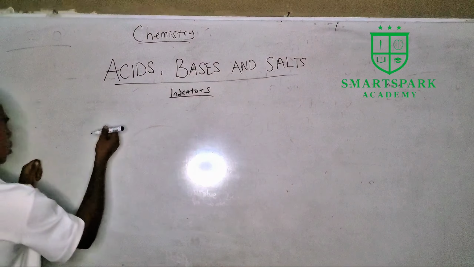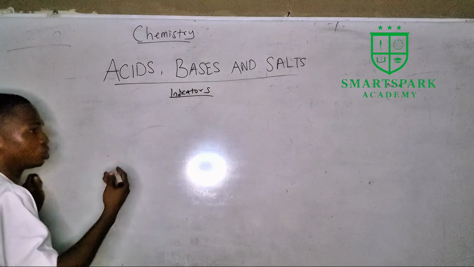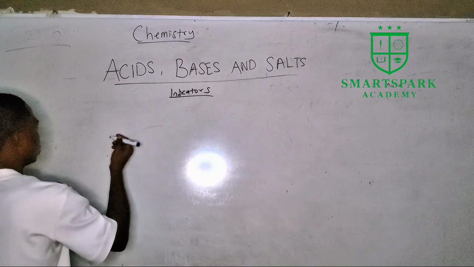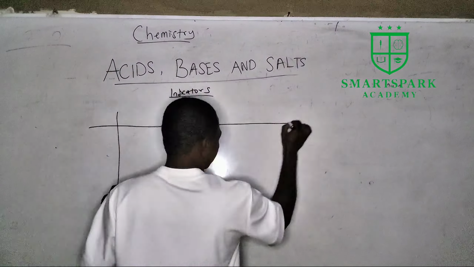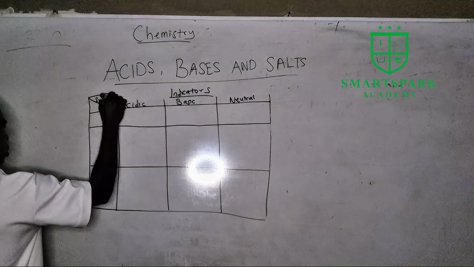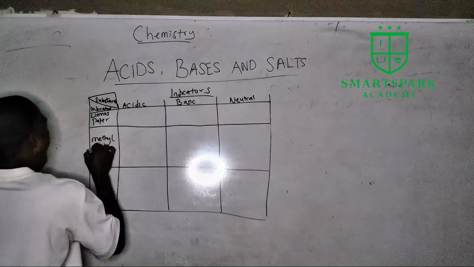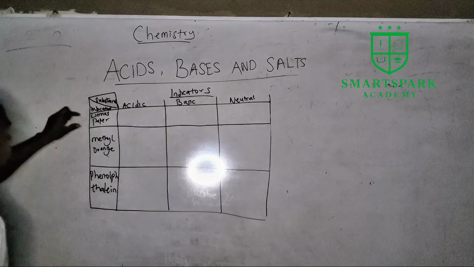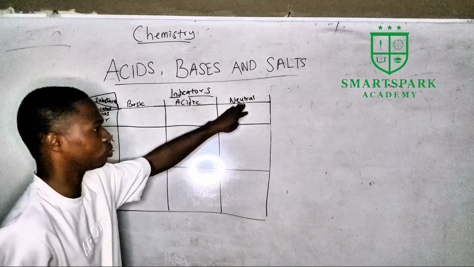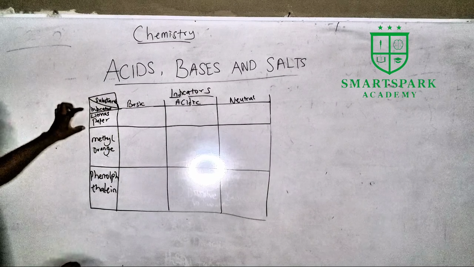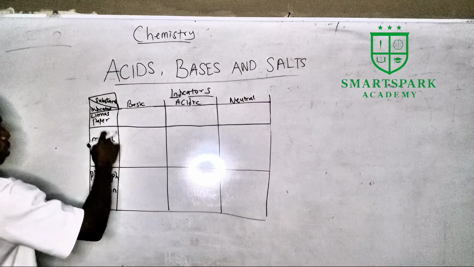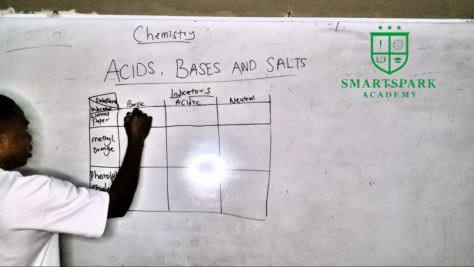Now, for an acidic substance, there are some changes it will make. For a basic substance, there are some changes they will make. So I compiled a table. Listen to the table. Substances: basic substance, acidic substance, and neutral substance. Please follow. For litmus paper, the first thing to show will be what? Red litmus paper, blue. So we have blue here.